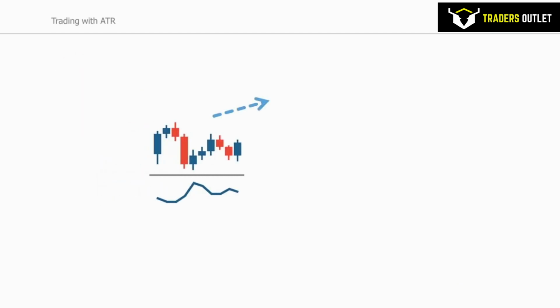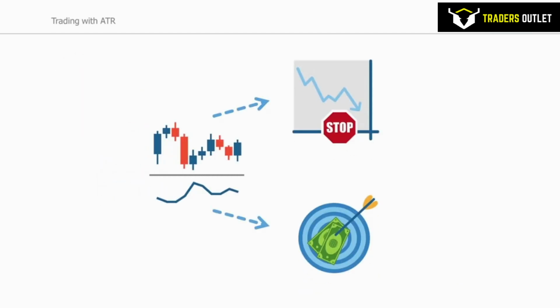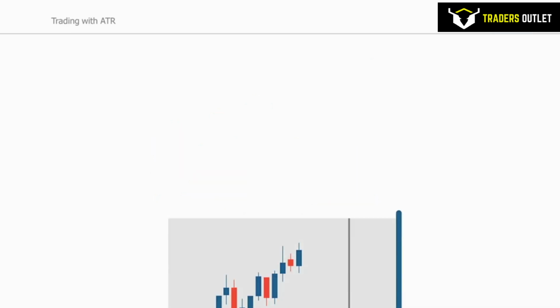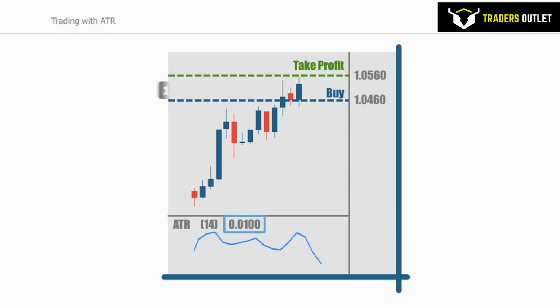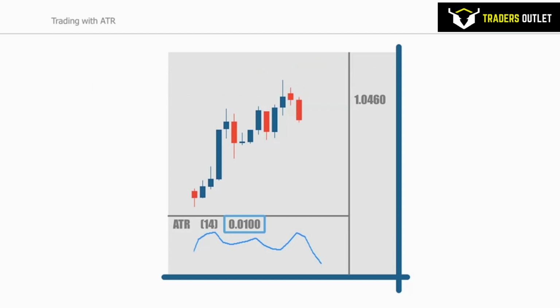You can use the ATR indicator to determine how far from your entry a stop loss or profit target should be placed. To use the ATR for profit target placement, you should look at the indicator's reading when you enter your trade, then place your profit target an equal amount of pips from your entry. For example, if as you enter a long trade the ATR reads 100 pips, you should place your profit target 100 pips above your entry. The reverse is true for a short trade.